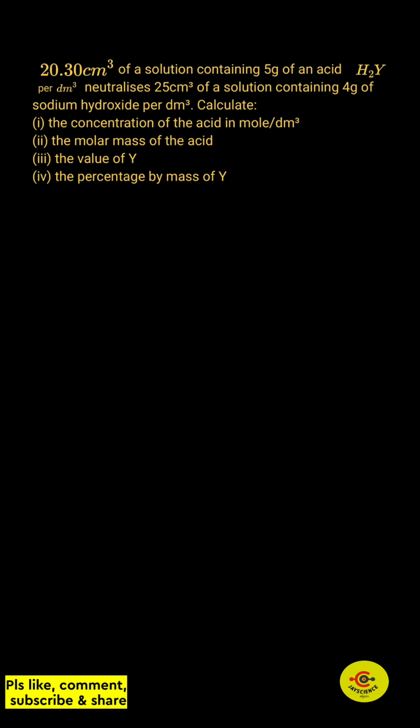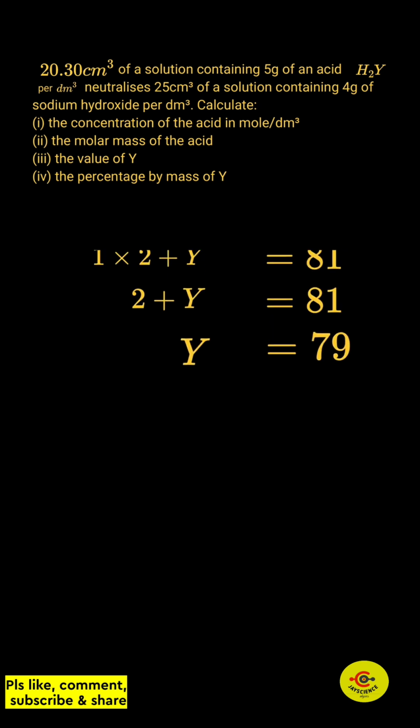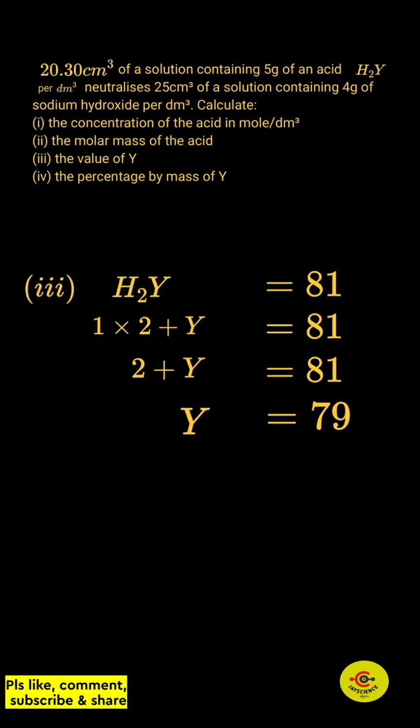Then up next, question 3 asks us to get the value of Y. Okay, so what do we do? That is H2Y, the entire molar mass is 81. Then we do 1 times 2, that is 2 atoms of hydrogen, plus Y, that's the value we're looking for, equals 81. So algebraically, you would get 79.